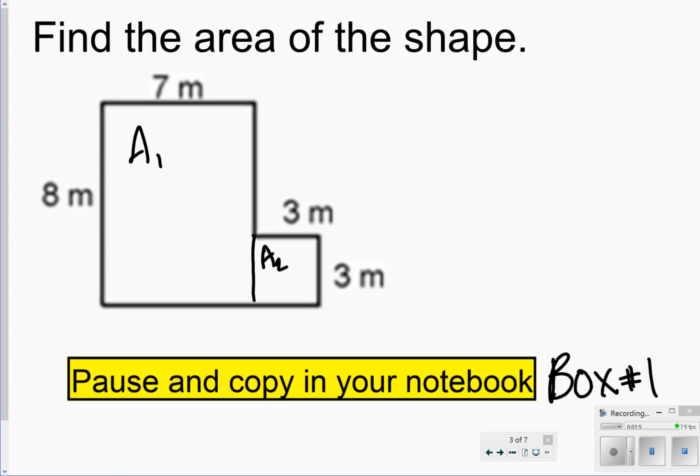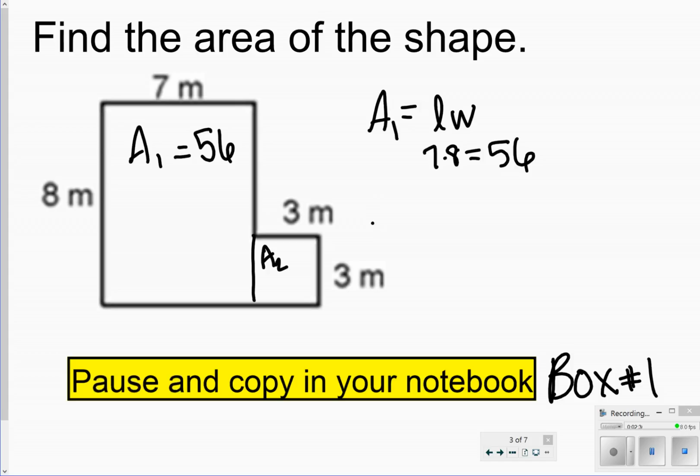I want to find the area of both of those parts and put them together to find the total area. So for area 1, I have a rectangle, and remember, area of a rectangle is length times width, and it does not matter whether you're using the 7 or the 8 for the length or which one you're using for the width. Because of the commutative property, we know that the order that you multiply doesn't matter. So I'm going to do 7 times 8. When I do that, I get 56. So the area of shape 1 is 56.